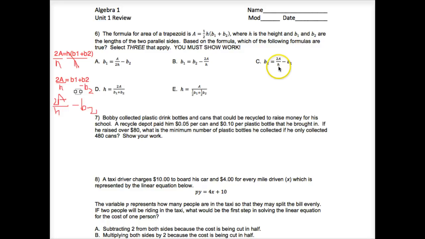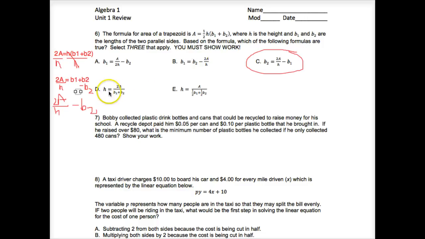Now, when I go to look at B2, don't worry, I don't have to redo all that work that I just did. If you look back to this step where I had 2A over H equals B1 plus B2, I can start right from there, because all I would do to get B2 alone instead of B1 is subtract B1 on both sides instead of B2. So the only difference between what I got here for B1 and B2 is what's here. So B2 solved for would be 2a over h minus B1, which is what I have in C. So C is the correct solution.